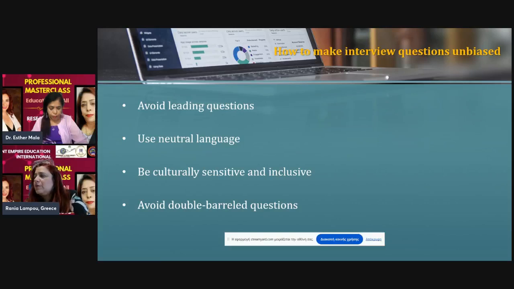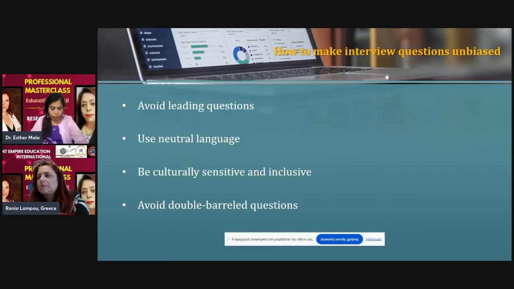So first, you need to avoid leading questions. For example, don't suggest an answer or imply what the right answer is. Instead of saying, don't you think this product is really effective? Don't say this. You should say, what are your thoughts on this product? Then use neutral language. Avoid emotionally charged or judgmental words that might influence the respondent. Instead of saying, why do you fail to meet deadlines? You could say, what can you tell me about your experience managing deadlines? Be culturally sensitive and inclusive.